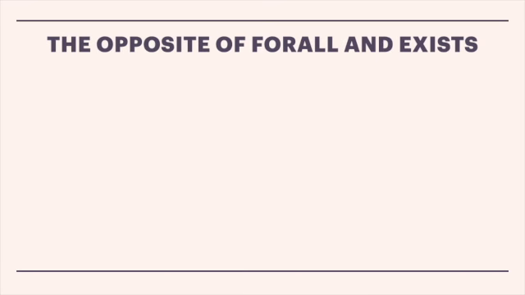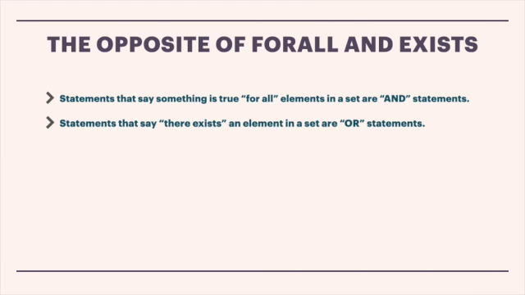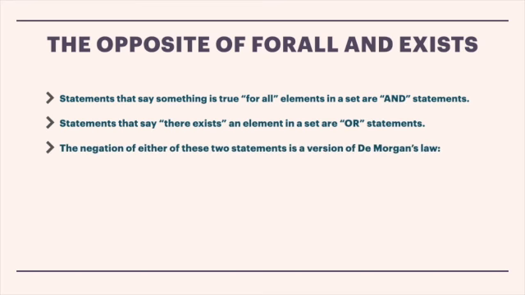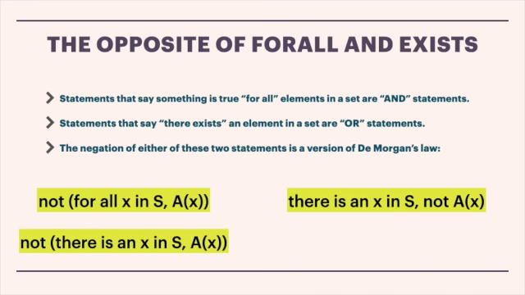Statements that say something is true for all elements in a set are AND statements in disguise. Statements that say that there exists an element in a set are OR statements in disguise. The negation of either of these two statements is a version of De Morgan's law. It is not the case that something is always true is the same as there is a case where it is not true. We also have it is not the case that there is something true is the same as it is always the case that the statement is false.